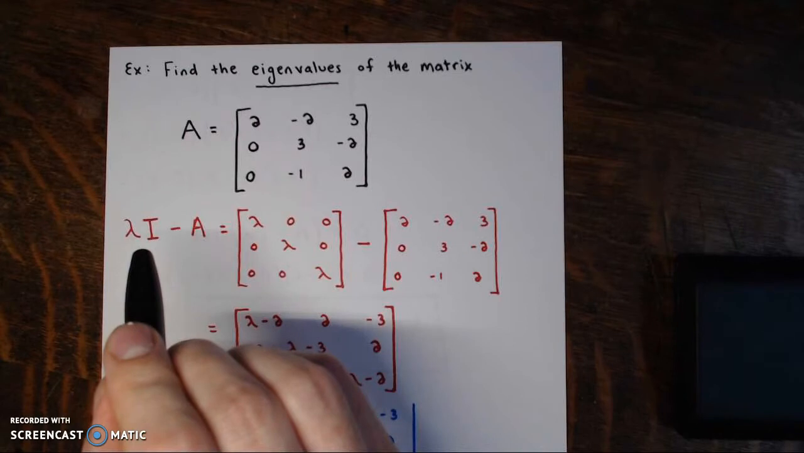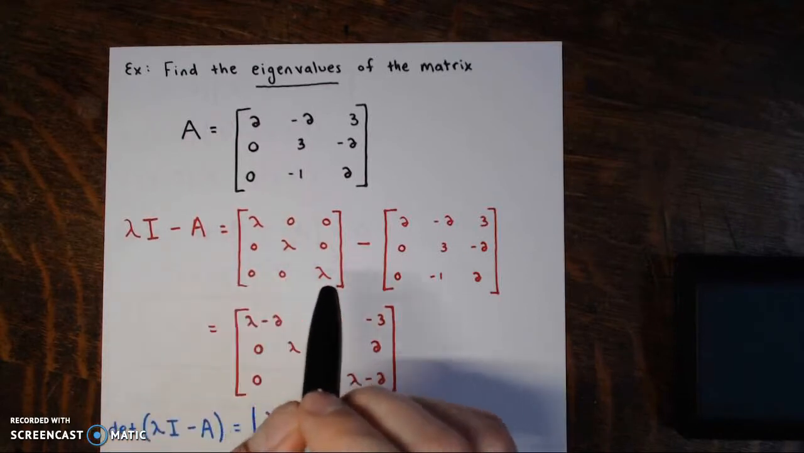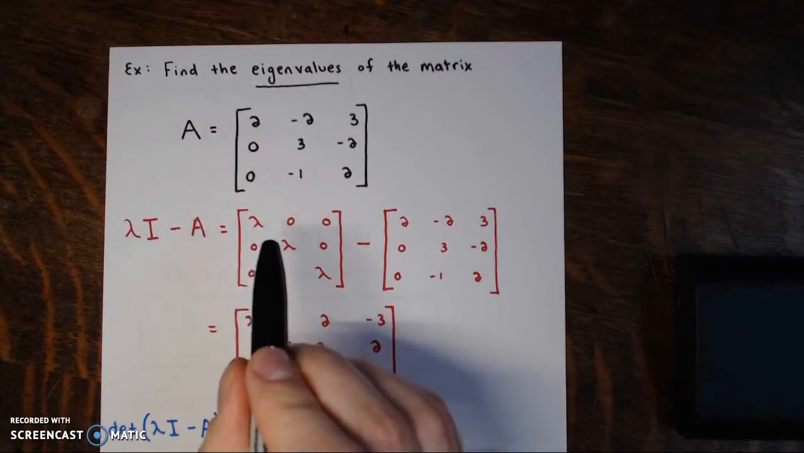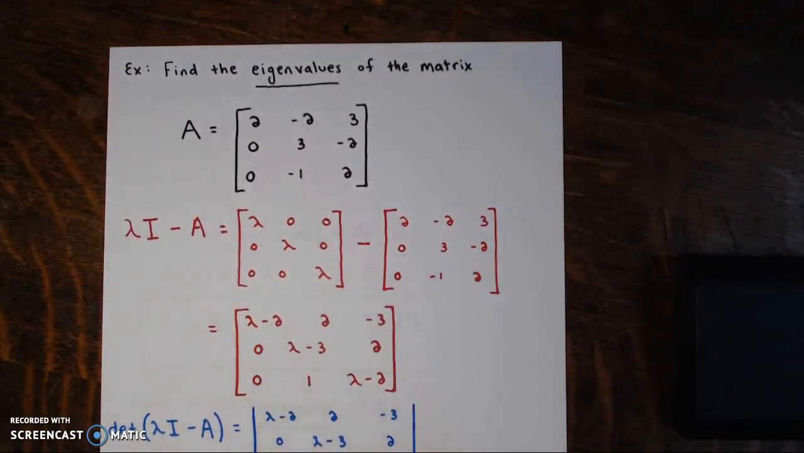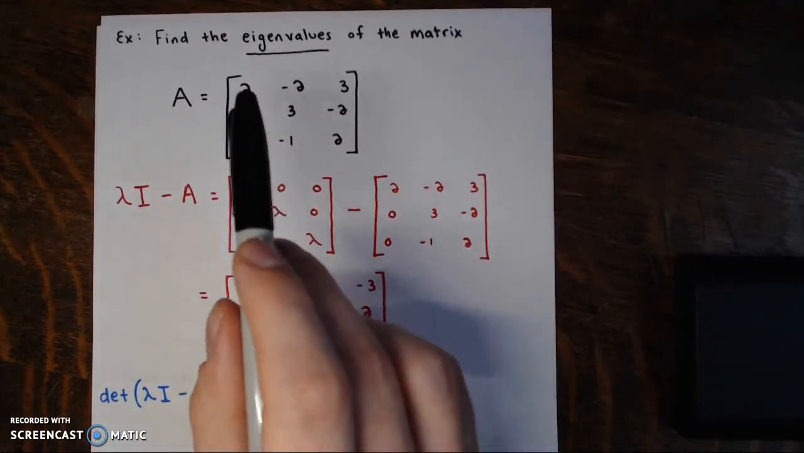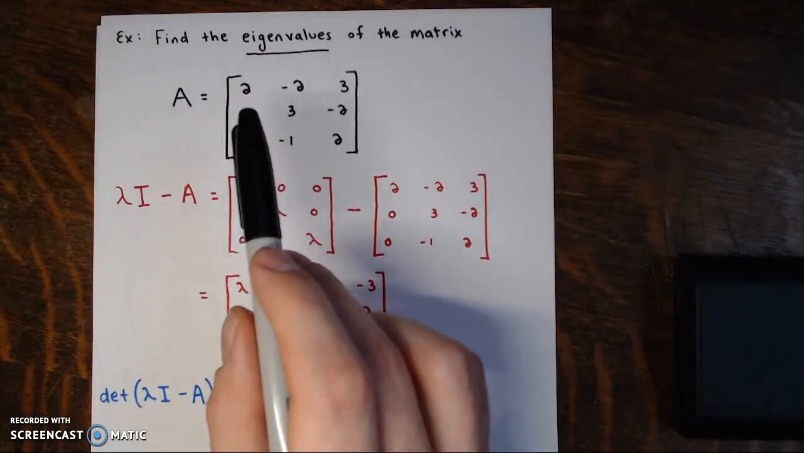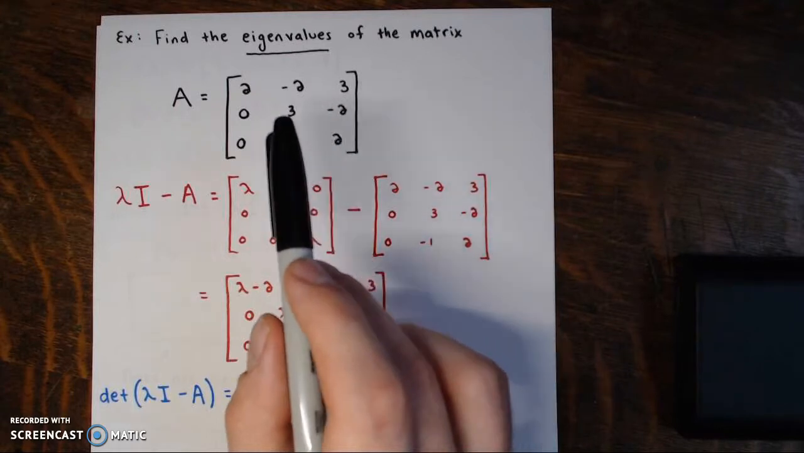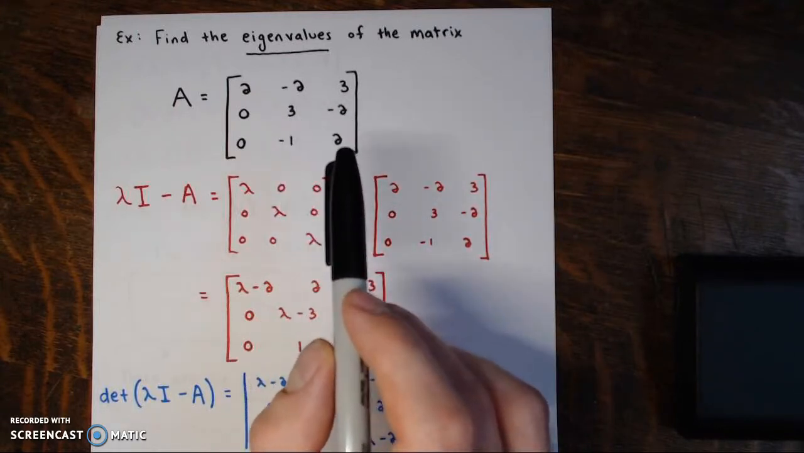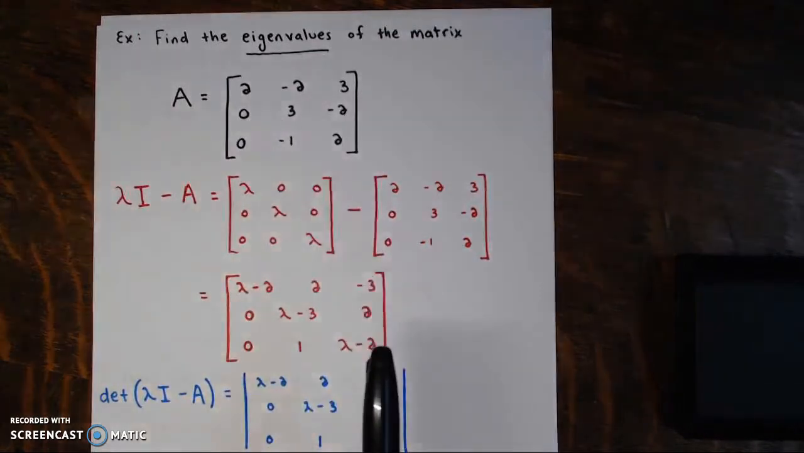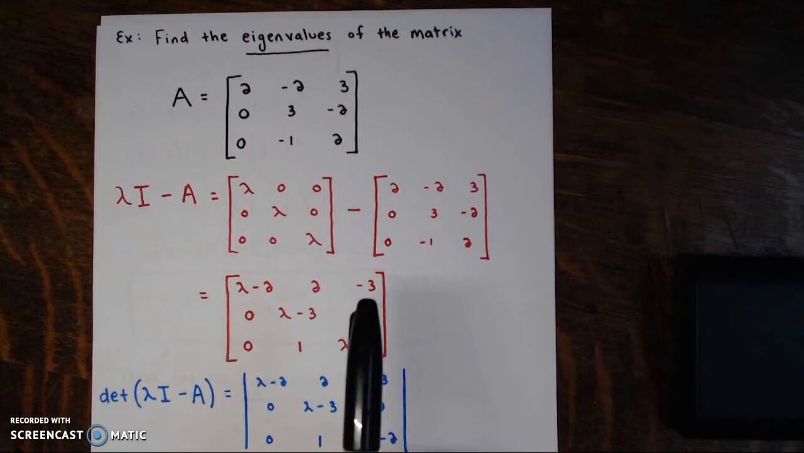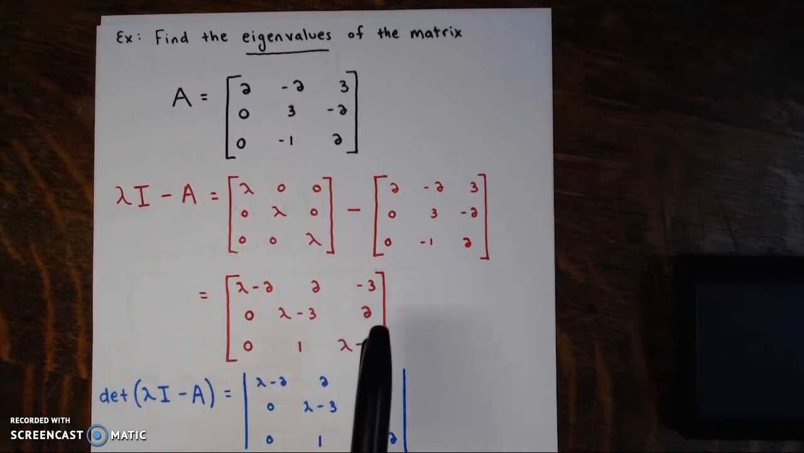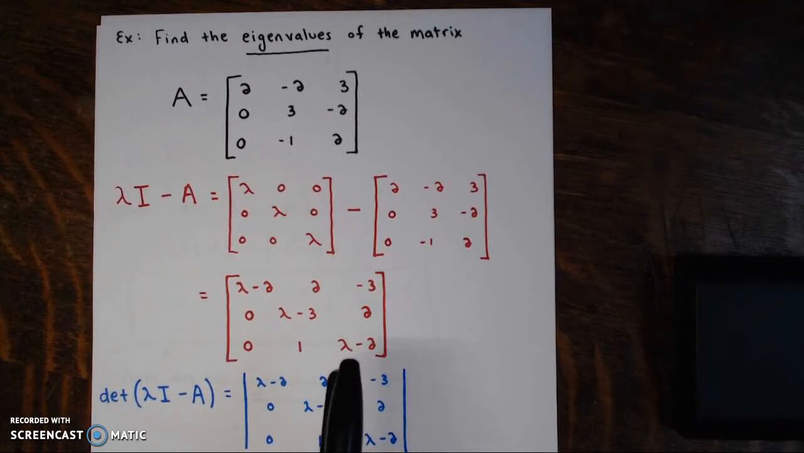So let's see what the matrix lambda I minus A is. So here's lambda I, again, lambda's down the diagonal, zeros everywhere else, minus A. And as I mentioned with the 2 by 2, you can just take the opposite of all these entries. So negative 2, plus 2, negative 3, plus 2, plus 1, negative 2, and just throw a lambda plus down the diagonals. Lambda plus negative 2, lambda plus negative 3, lambda plus negative 2. And there's your lambda I minus A. Lambda minus 2, 2, negative 3, 0, lambda minus 3, 2, 0, 1, lambda minus 2.